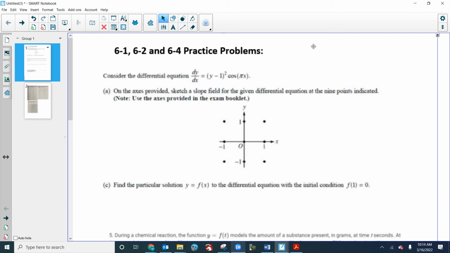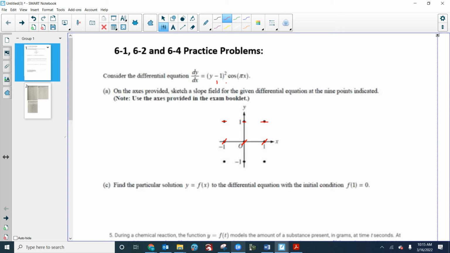Sketch a slope field. What do you guys get? When y is 1, we expect the slopes to be 0. Yes. When y is 1, 1 minus 1 is 0, which wipes the whole thing out. Slopes are 0. How about when y is 0? Well, this is going to be 1 times the cosine of 0. Cosine of 0 is 1. 1 times 1 is 1. So you should have slopes of 1 when y is 0.